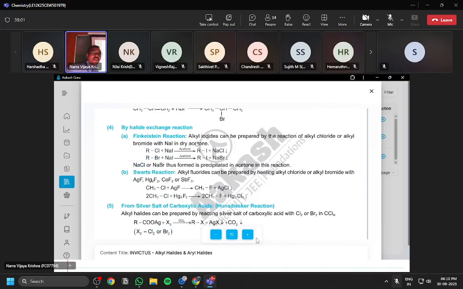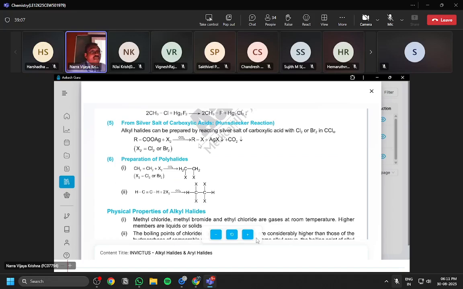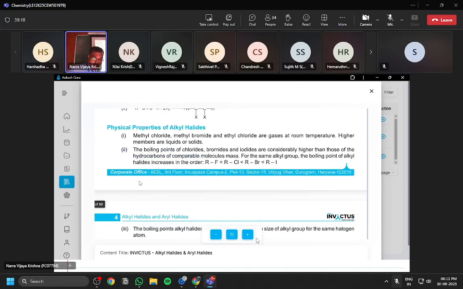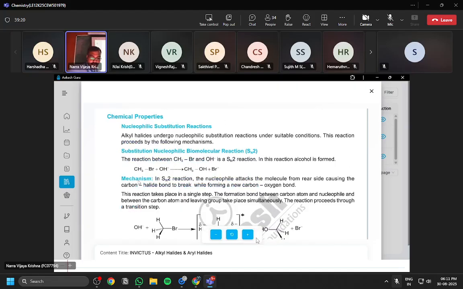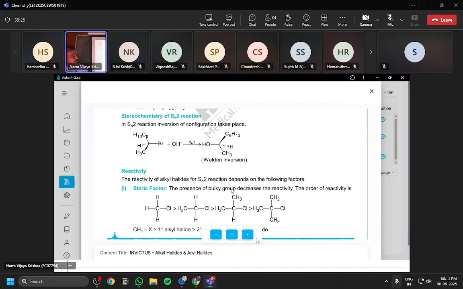Finkelstein, done or not? Sodium iodide in presence of acetone. Then Swarts. Then Borodin-Hunsdiecker. Here we discussed one more reaction also. Birbon-Simonini, formation of esters. Then polyhalides, physical properties done. Chemical properties also. This is about substitution reactions, SN2.